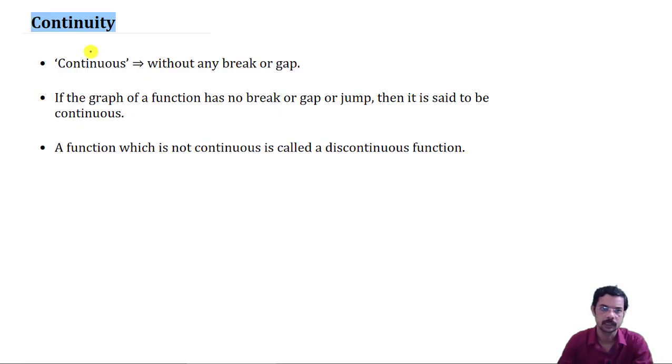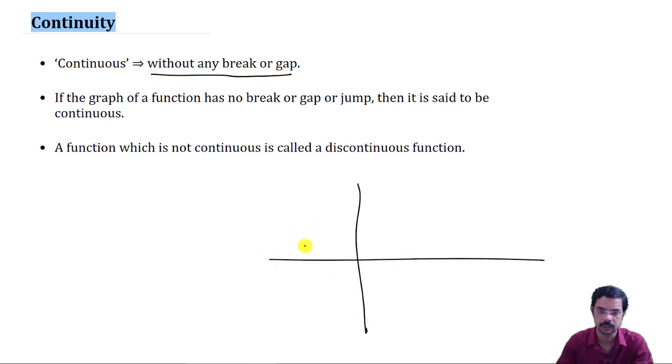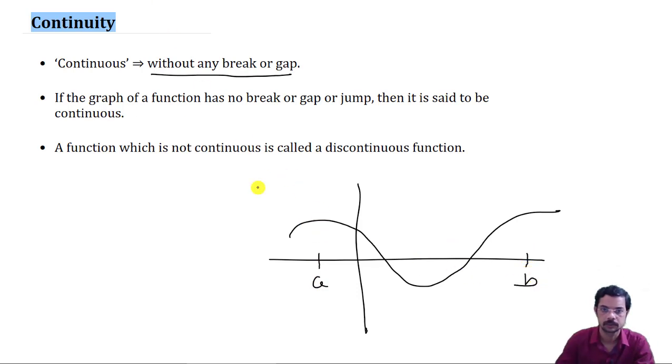So what is continuity? By the word itself we mean that it is without any break or gap. Say for example, the y-axis is like this and the x-axis is like this, and the function is continuous from point A to point B. If you can draw the graph, if you can move along the graph without lifting your pen, in that case we can say that the function is continuous. There is no break in the curve.